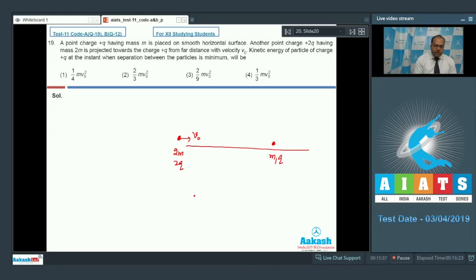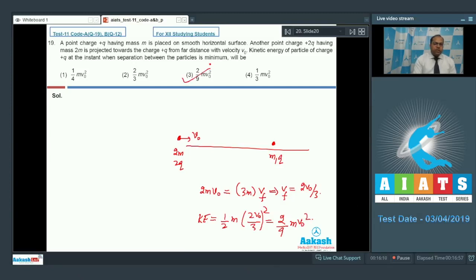Applying the principle of conservation of linear momentum, as no external force is acting on the system, we can write 2m v0 is equal to 3m into v final or v common. So the value of v final comes out to be 2v0 by 3. At this instant, the kinetic energy of charge plus q can be written as half into m into v square, so half m into (2v0 by 3) whole square. It comes out to be 2 by 9 m v0 square. So option 3 is the correct answer. Let's move to question number 20.